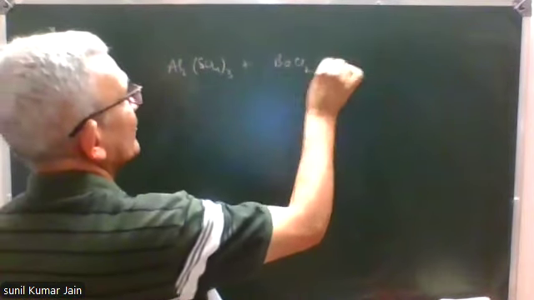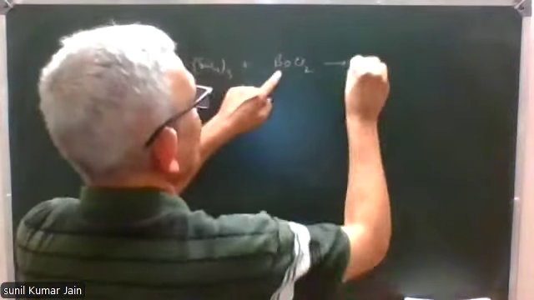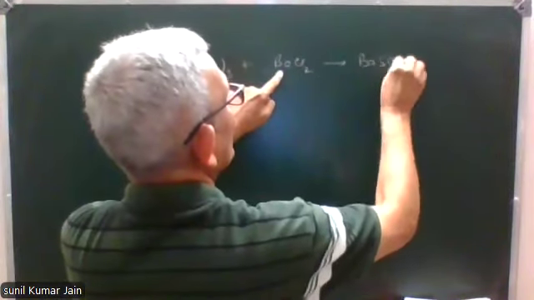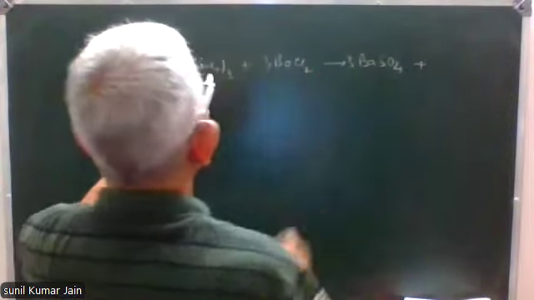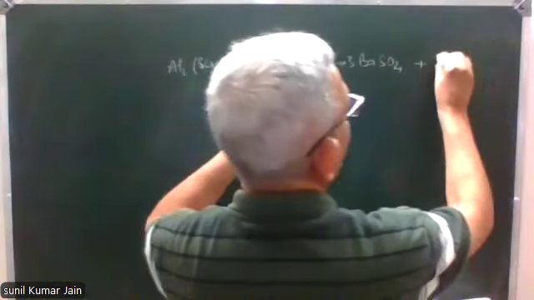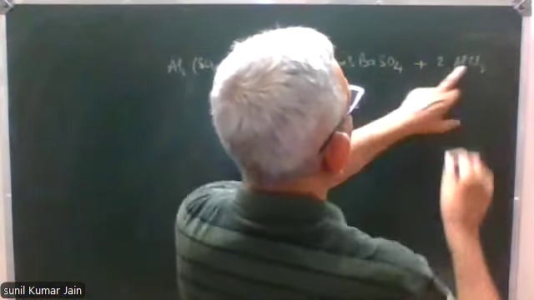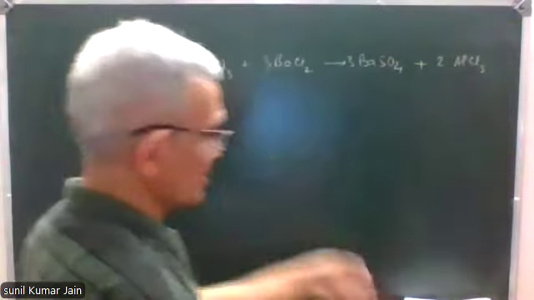300 cc of 0.1 molar aluminum sulfate and 500 cc of 0.2 molar barium chloride. Reactants are aluminum sulfate and barium chloride. Al2(SO4)3 and barium chloride will give barium sulfate. Sulfate is 3, so this should be 3, plus aluminum chloride, 2AlCl3. 6 chlorine, 6 and 6. Yes, balanced.